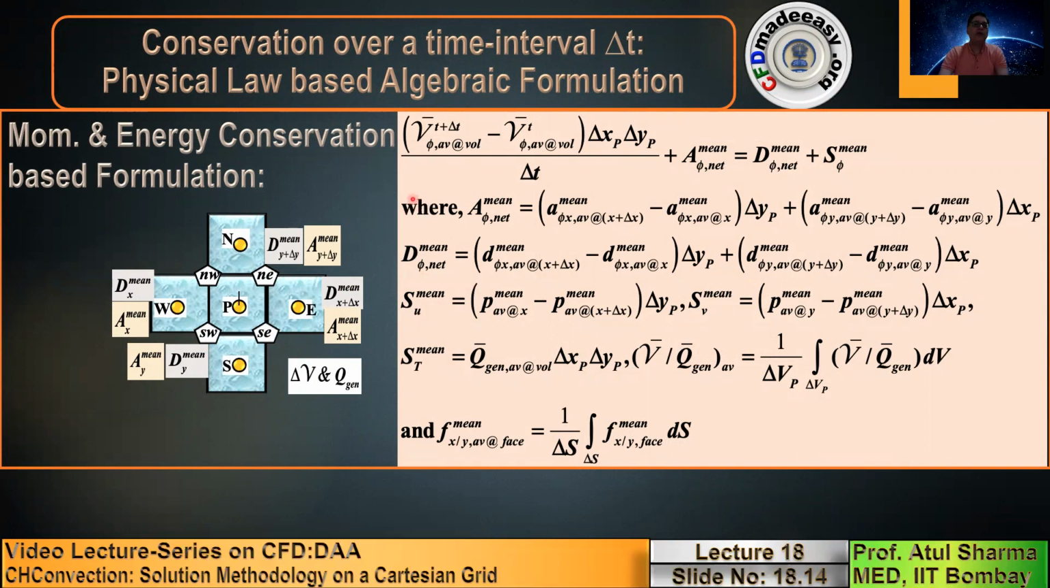Note that here we are first presenting the algebraic formulation, then the approximations will be presented, and those approximations will be used in this algebraic formulation to obtain an approximated algebraic formulation. Then that will finally lead us to the finite volume method based formulation for CFD. So in this slide, the conservation law over a time interval is used to derive a physical law based algebraic formulation.